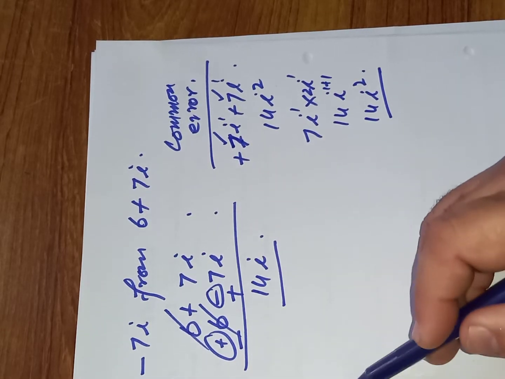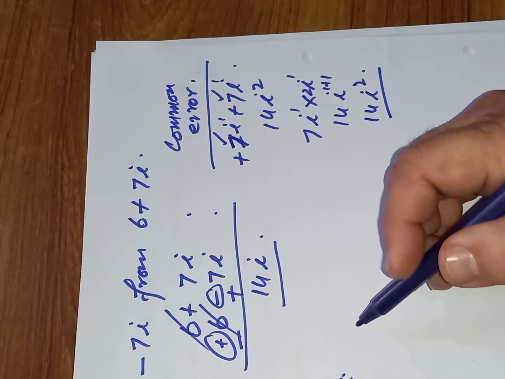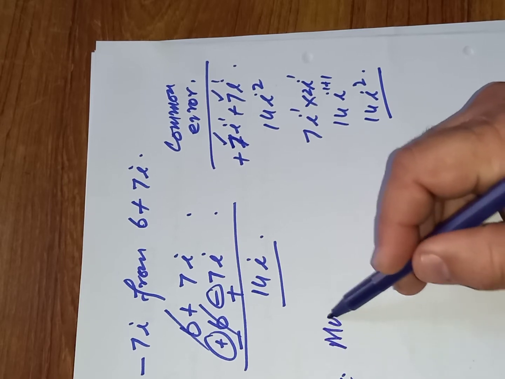So the next question, question 3, is about multiplying the following complex numbers. So multiplication is there.